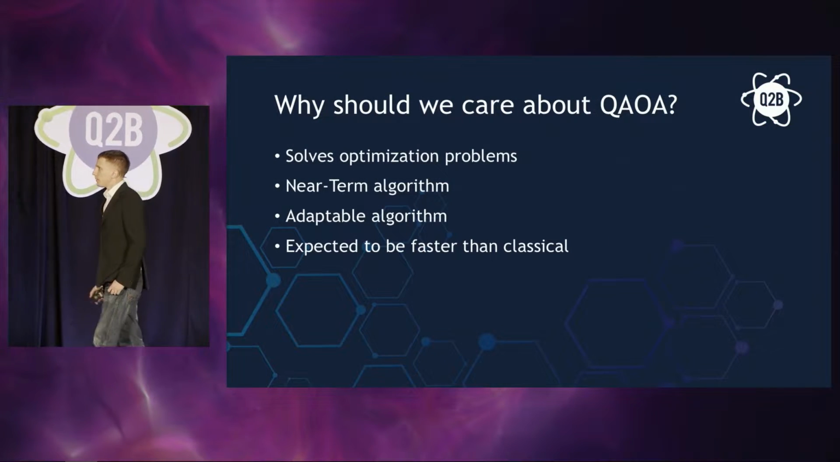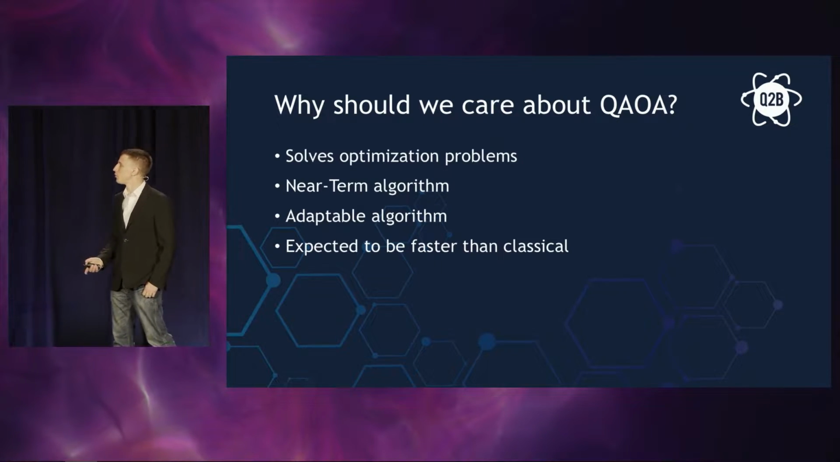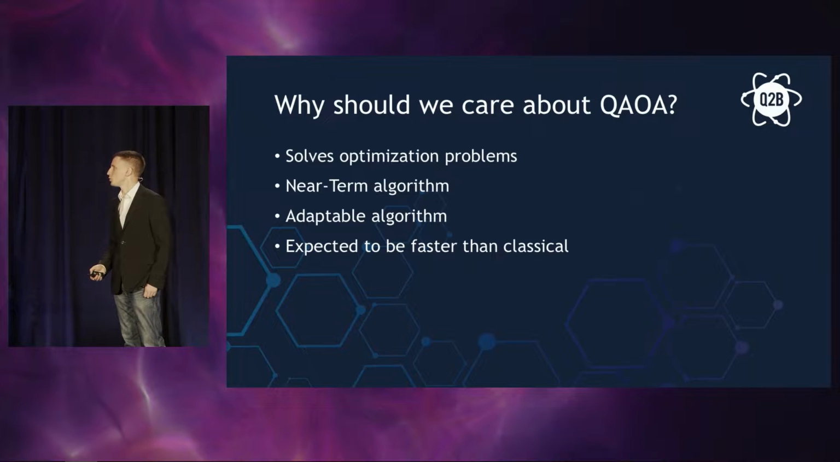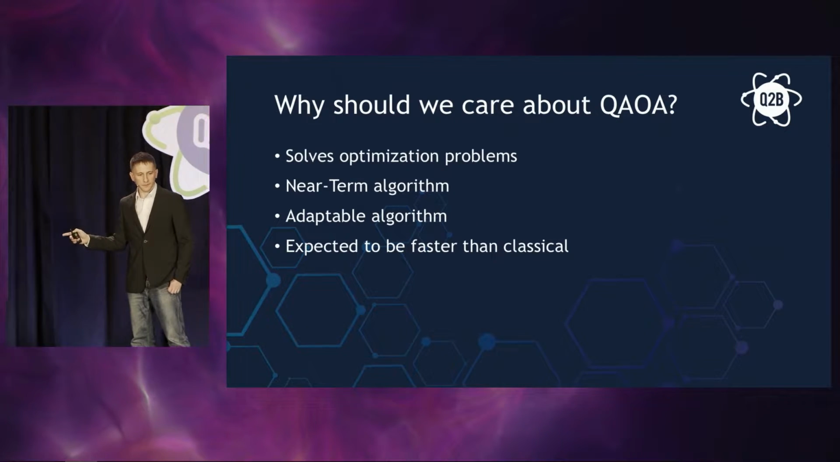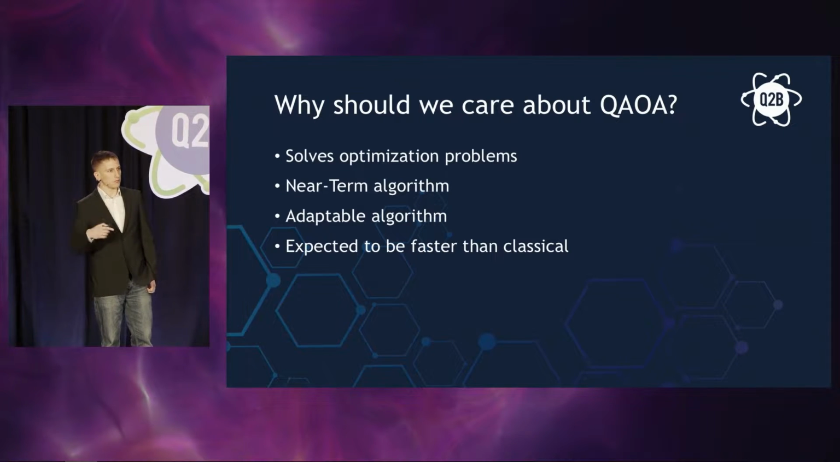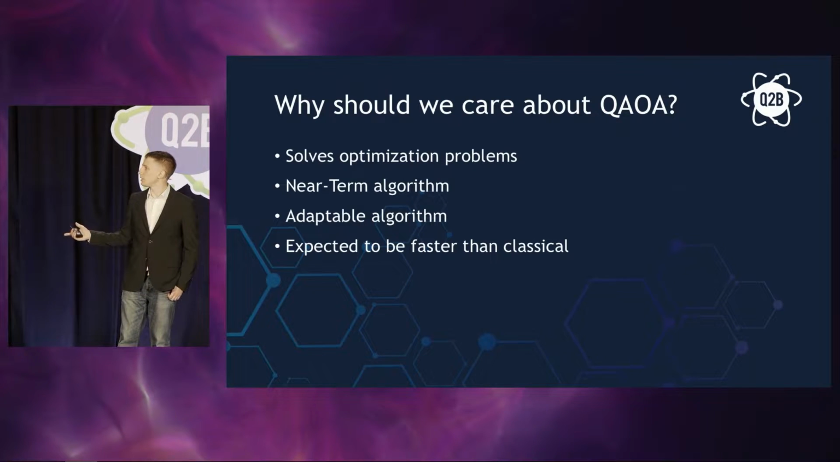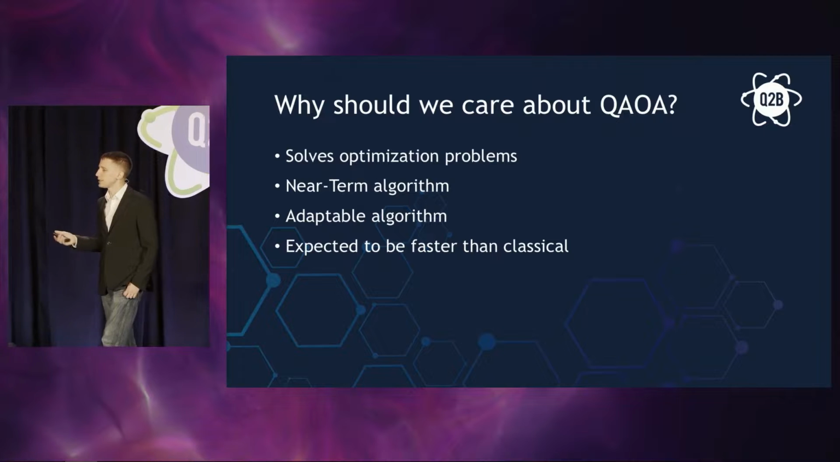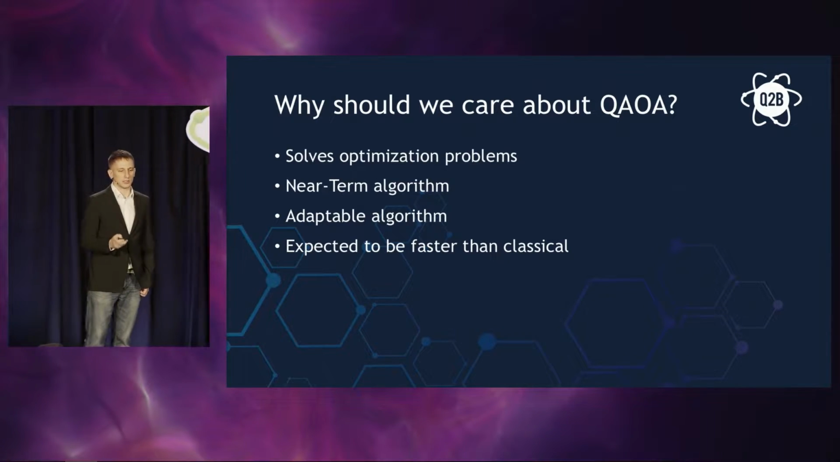So why should we care about the QAOA? Well, I have 4 points to make to answer that question. First of all, because it solves optimization problems. If we didn't have that one, then we wouldn't care about the other 3. Next, because it's a near-term algorithm that we can fit in current hardware. And third, because it's an adaptable algorithm. And fourth, because it's expected to be faster than classical. Let me elaborate on each point. Let's start with the first one.